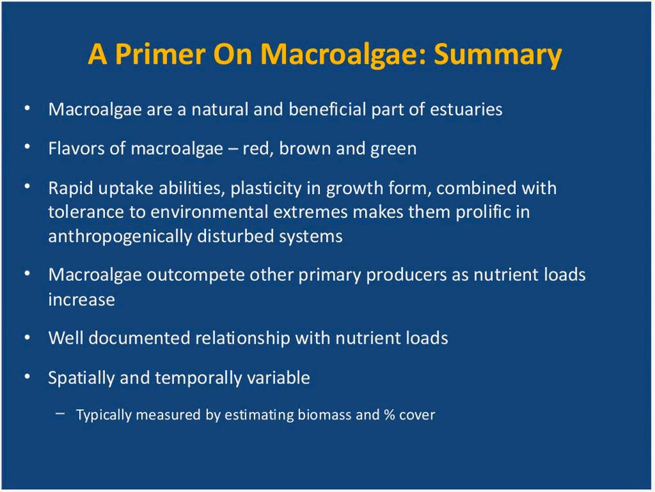Flavors of macroalgae: red, green, and brown, with the red and the green being the ones mostly involved in blooms. Rapid uptake, plasticity in growth form, and high tolerance to environmental extremes make them very prolific in large accumulations in anthropogenically disturbed systems, particularly those with high nutrients. As nutrients increase, macroalgae outcompete other primary producers.